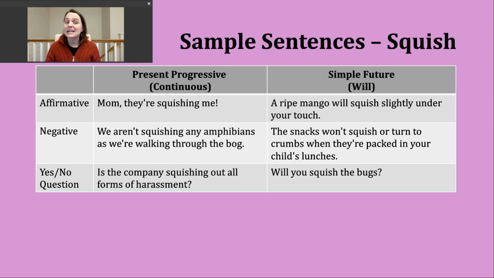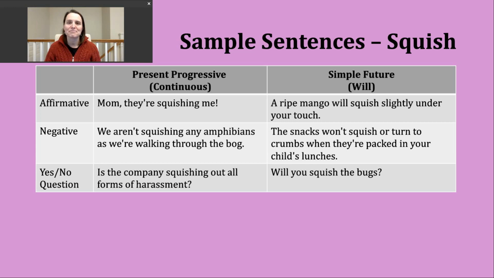Finally, we can make a yes or no question in the present progressive. To do this, we start with a present form of be, whichever form matches our subject, and the subject comes next. Then we use the ing form of the verb. Here's another example. Is the company squishing out all forms of harassment? So again, squishing out here would be like to kill, to get rid of. So here we might be talking about their policies, their actions to try and stop any type or any form of harassment.